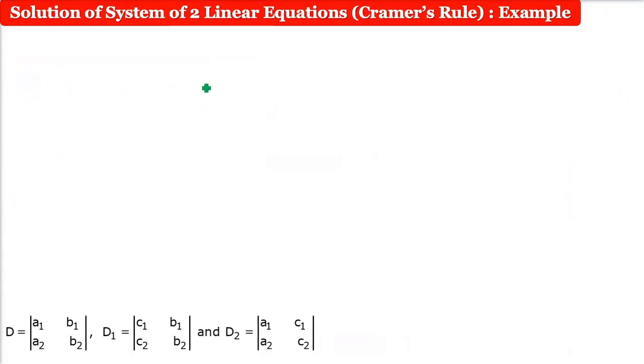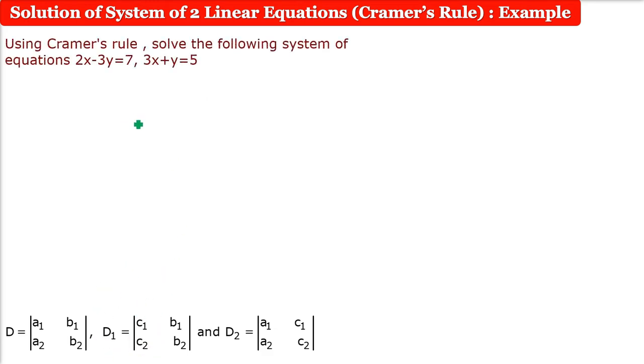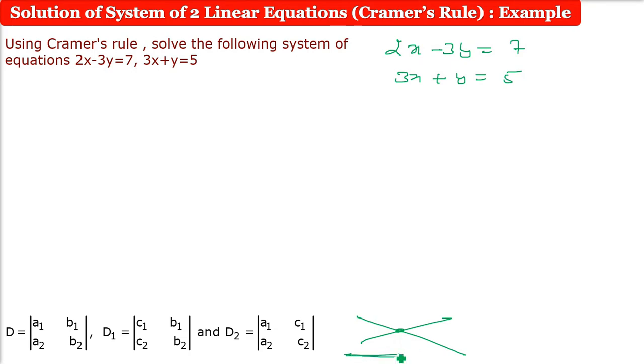Now let us take an example of Cramer's rule for two linear equations. We have 2x minus 3y equals 7, and 3x plus y equals 5. So we have two equations here, and these are nothing but two lines. How are they going to intersect? This will describe the result: it may give a proper point, or it may say both lines are the same, so you have infinitely many solutions.